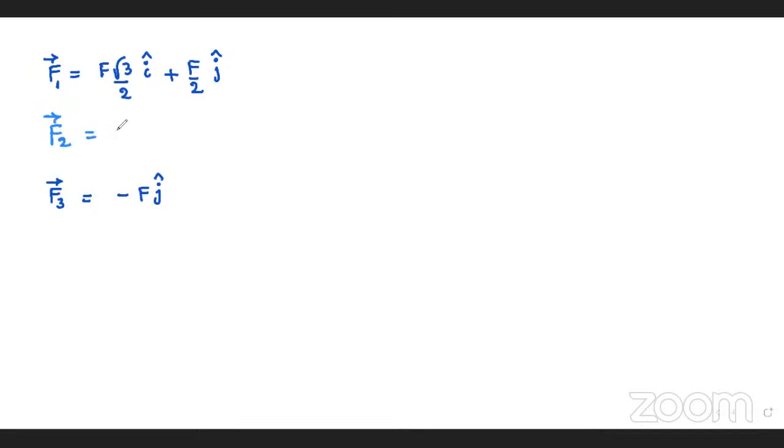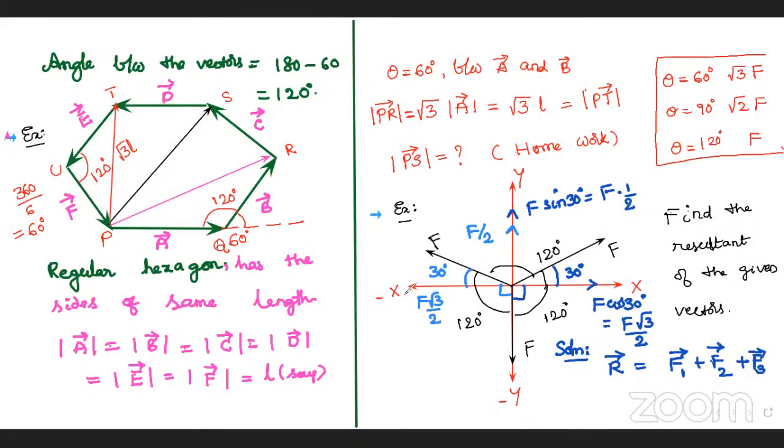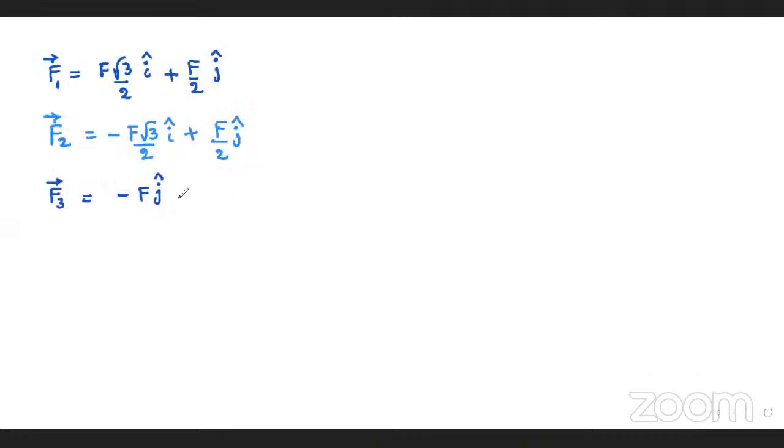F2 bar is equal to, x component is negative, along negative x-axis, f root 3 upon 2 I cap, but y component is positive along plus y-axis, so I am going to write here f by 2 j cap. Okay, so f root 3 by 2 minus I cap along negative x-axis, f by 2 plus j cap along positive y-axis. Those two I wrote here.